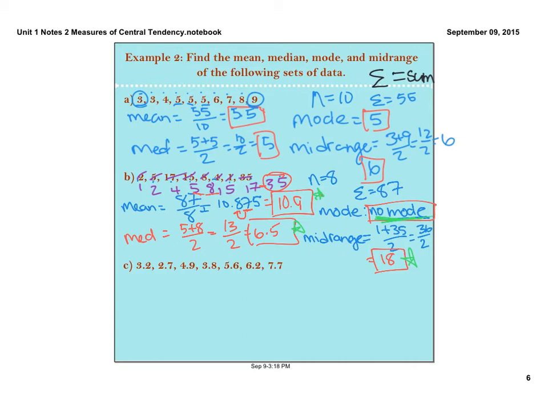All right, one more round that we're going to do this for. We have 3.2, 2.7, 4.9, 3.8, 5.6, 6.2, 7.7.